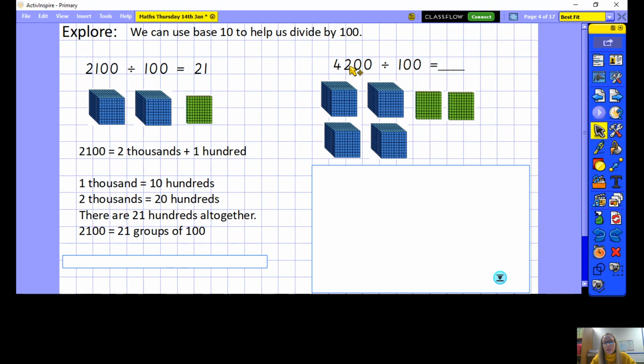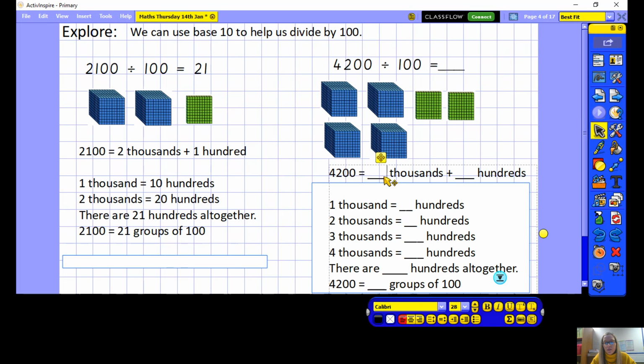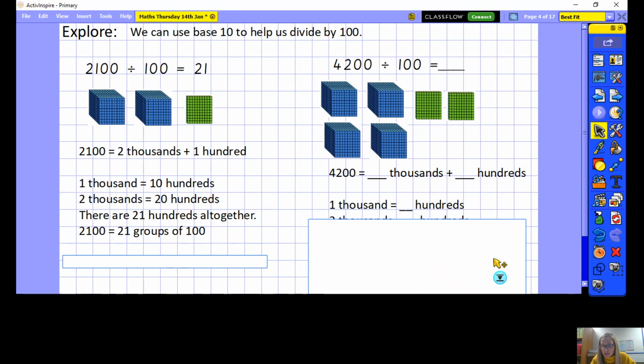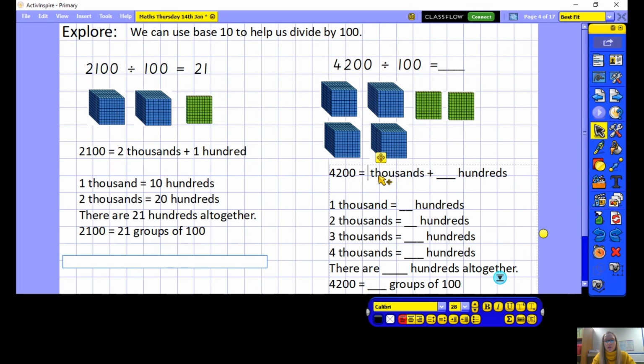And we've got 2 groups of 100. 1, 2. So to work out 4,200 divided by 100, we want to know how many hundreds there are in 4,200. So 4,200 is equal to 4,000s and 200s.